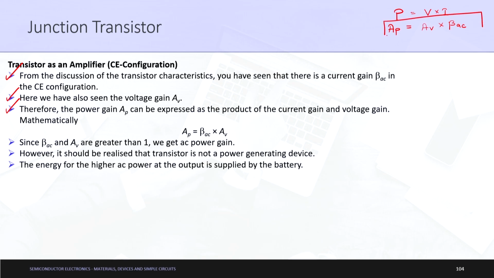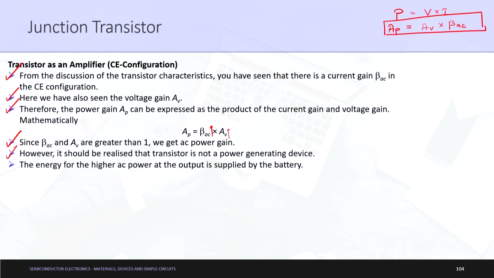So this is nothing new, no new concept is being used here. We are just finding the power gain, the voltage gain and the current gain, and we are writing that AP is nothing but equal to AV into beta AC. Since beta AC and AV are both greater than 1, we get an AC power gain which is also greater than 1.